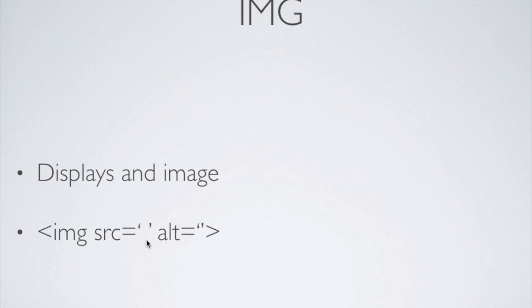After the source would go the alt. This stands for alternate text, and it has equals and the quotes again, and this will give you an error message of your choice if the image for some reason doesn't show.